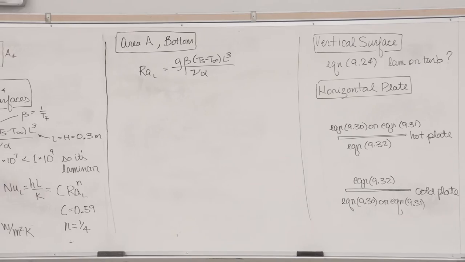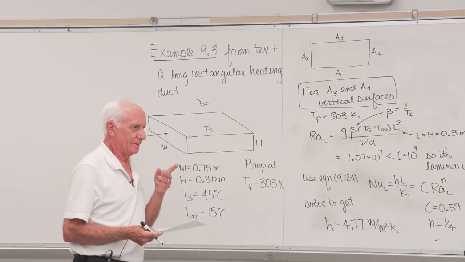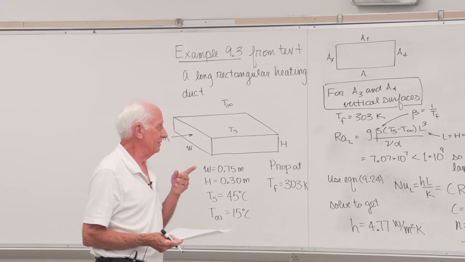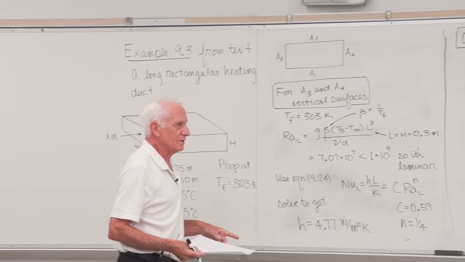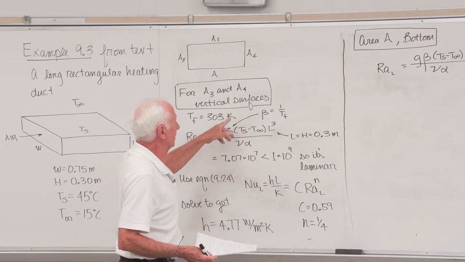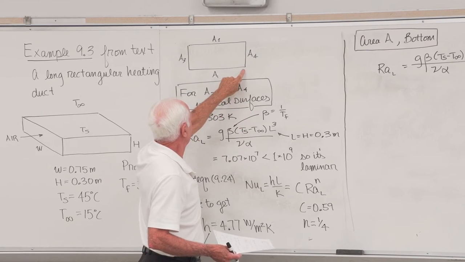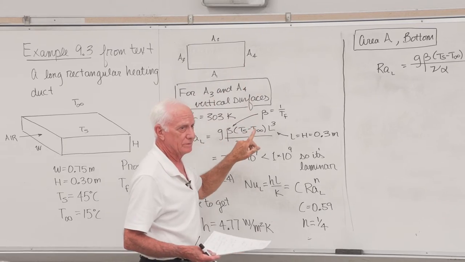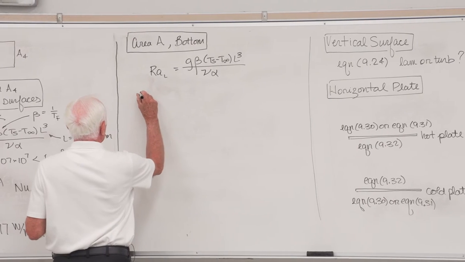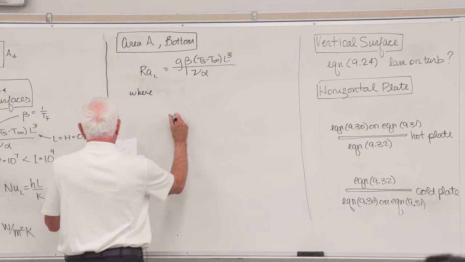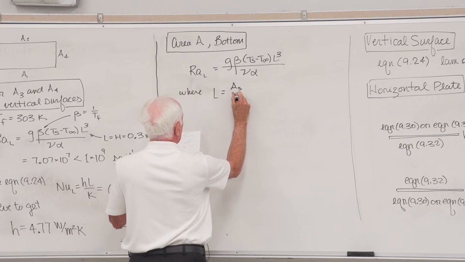Of course, my problem now is, what's L? Is it a length of something? I don't know. Is it 0.75 meters? Is it 0.3 meters? What's L? Vertical surface, I knew L. That's L right there. Is a horizontal surface this guy right here? No, it's not that guy. It's in your notes from last time. It says where L is equal to the surface area divided by the perimeter.